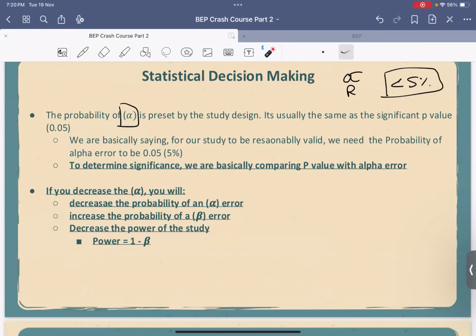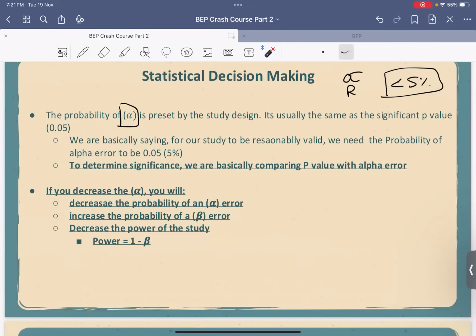The difference between p-value and alpha is that alpha we set from the beginning, we say 5%, but the p-value we calculate. So the p-value might be more than 5%, the p-value might be less than 5%, but the percentage of alpha error happening we set from the beginning of the design. And we say that if the p-value is more than 5%, then this is not statistically significant. If it's less than 5%, then it's statistically significant.